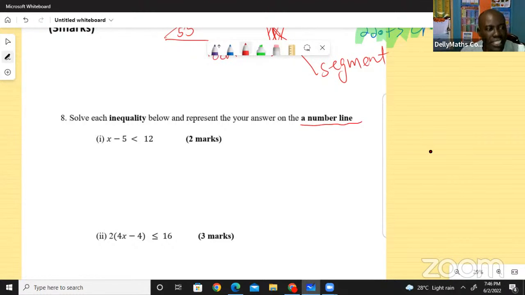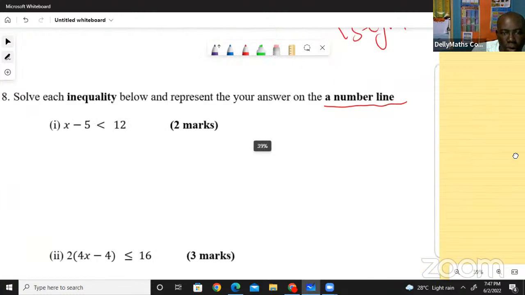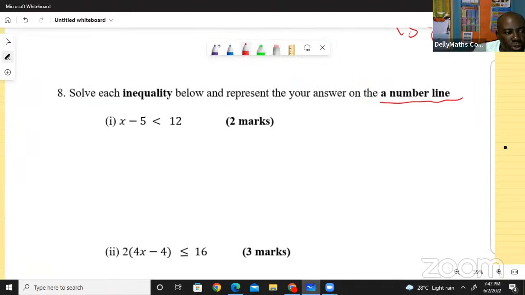So we're saying solve each inequality. I'll say to you, inequalities are solved just as how you solve regular equations. So for this, we have x minus 5 is less than 12. You want the x to be alone, same thing like what we were doing before. So what we're going to do is add 5 to both sides. So then x is now less than 17. That's the answer. X is less than 17.